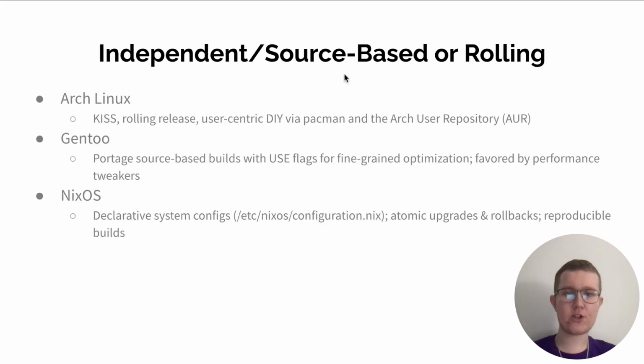Then some independent or source-based and rolling distributions. You've got one called Arch Linux, which is a rolling release, user-centric, and uses the Arch User Repository. Gentoo is for source-based builds for really fine-grained optimization, so really for performance tweakers. This is really popular because it's really fine-grained and really specific. And then NixOS is for declarative system configurations, reproducible builds, and quick rollbacks.